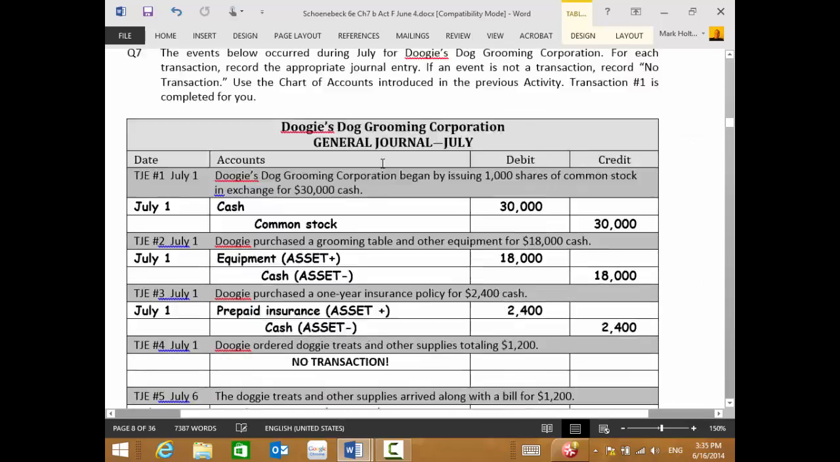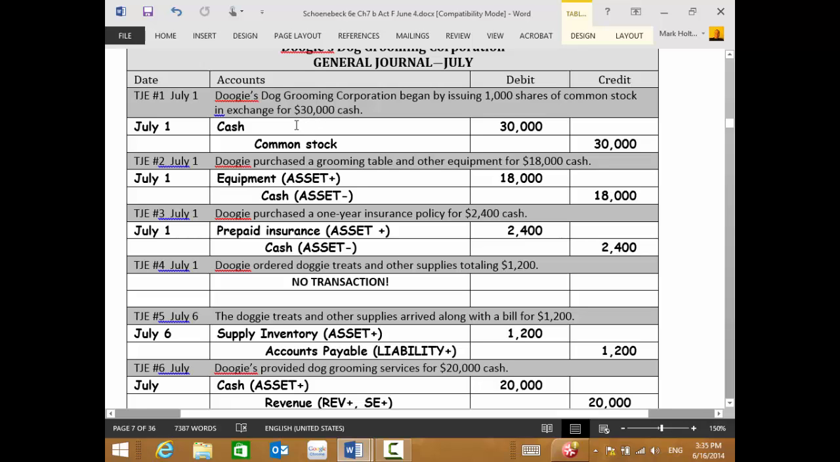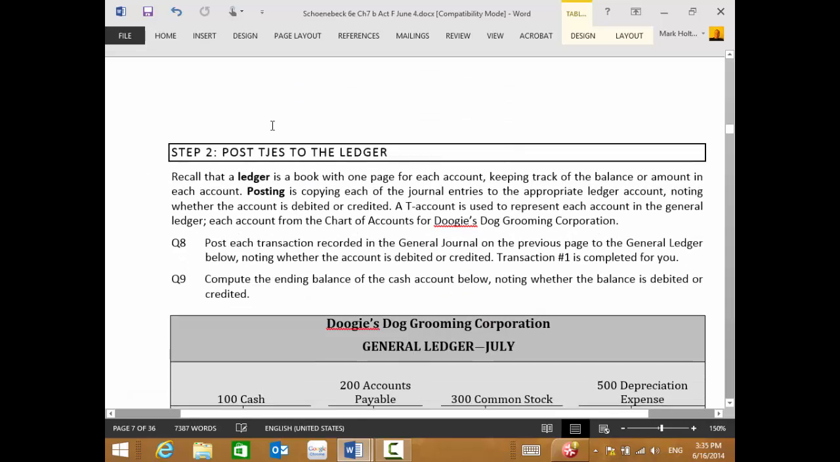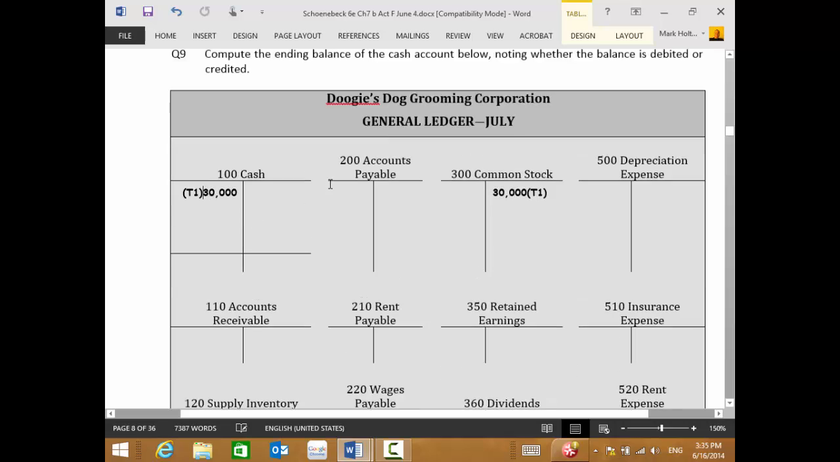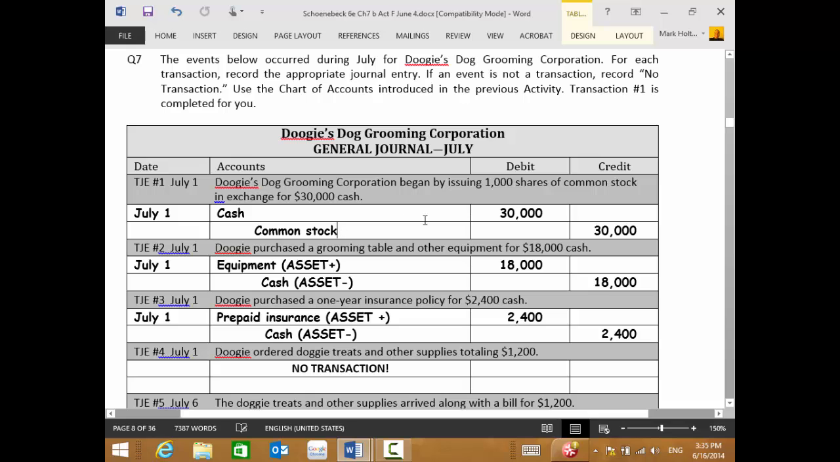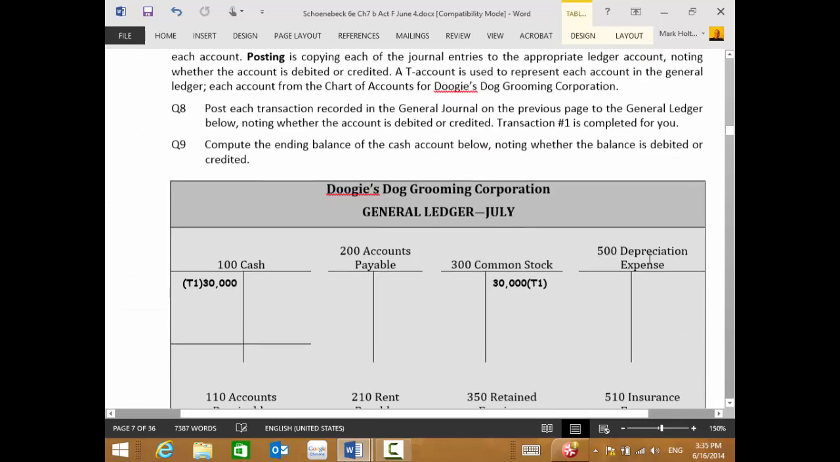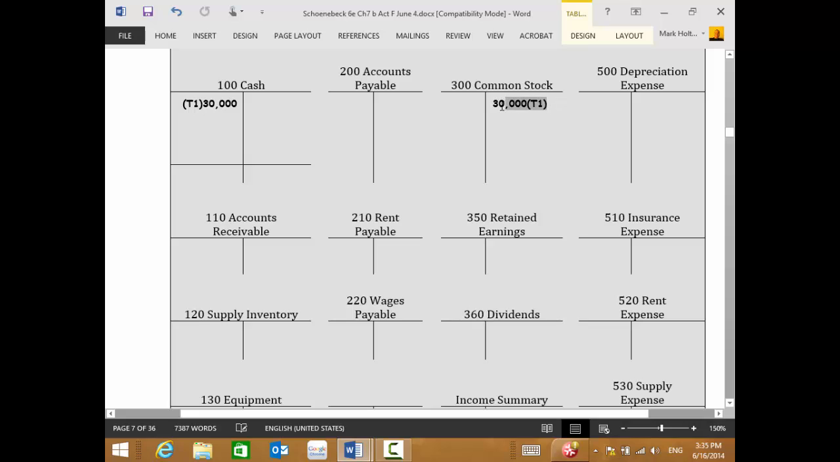So basically what we do is we take each line item in the general journal and we copy it into the general ledger. So for example, here I debited cash for $30,000. So what I would do is go to my cash page and debit cash there for $30,000 and write a little note just explaining where this came from. So I wrote here T1, indicating that was the first transaction. The other side of this transaction was to credit common stock for $30,000. So I go down here to my common stock account and I record a credit for $30,000.